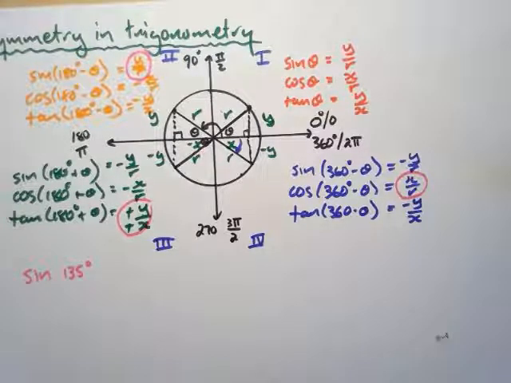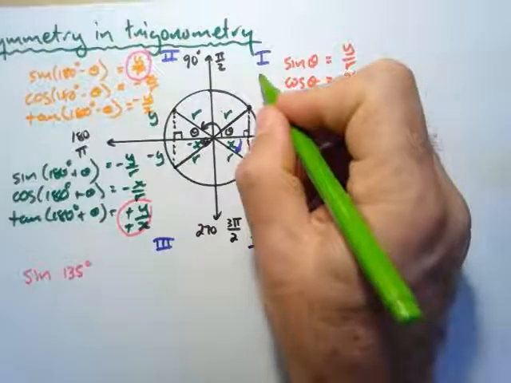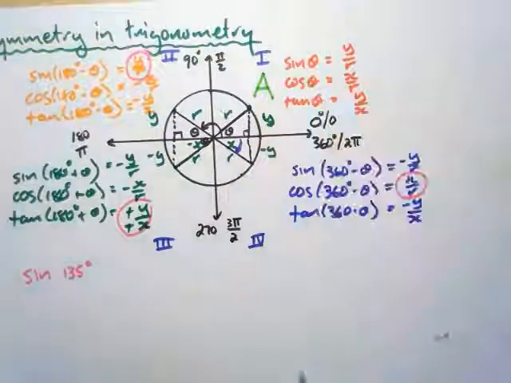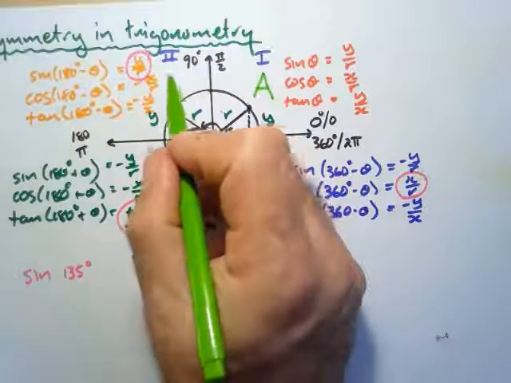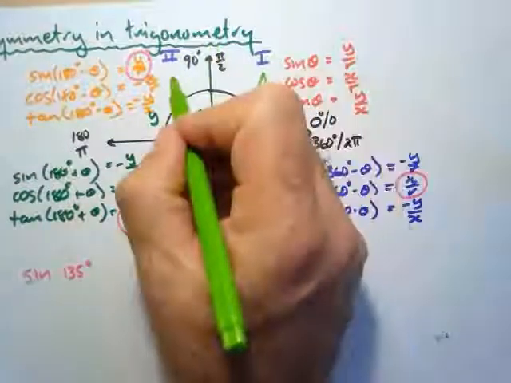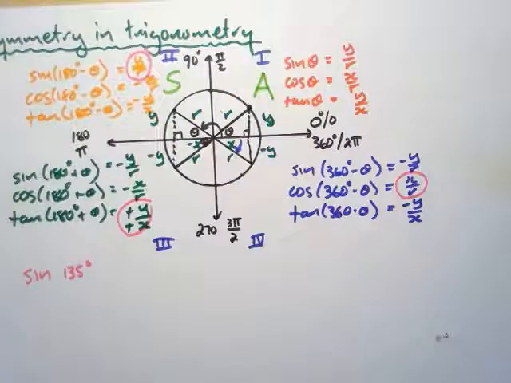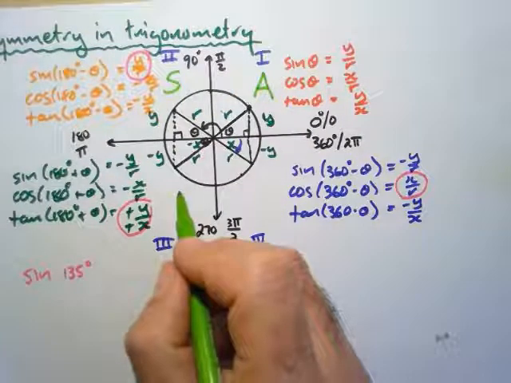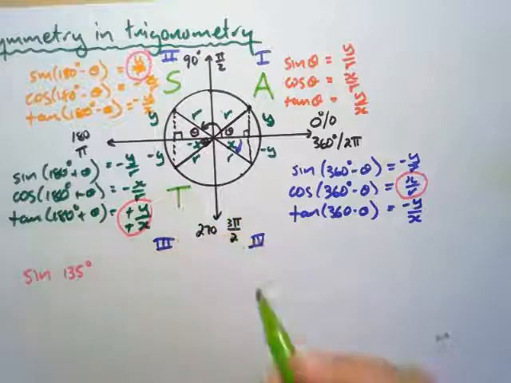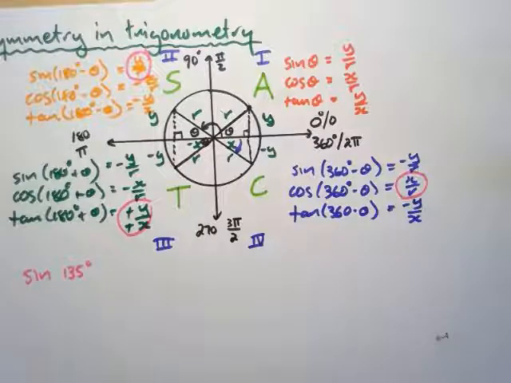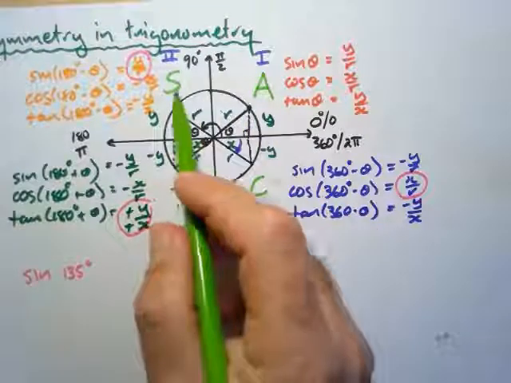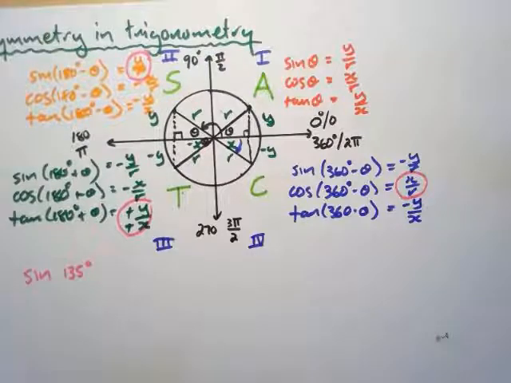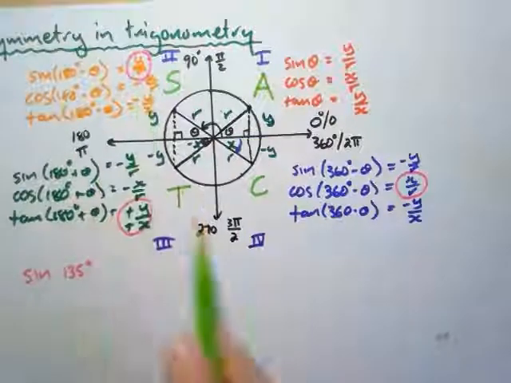With that in mind, we can now have another new diagram. What we're going to refer to is the CAST diagram. So what we say is everything is positive in my first quadrant. Everything except sine is positive there. Everything except tan is positive there. And everything except cos is positive there. Or the other way around: only cos is positive, everything is positive, sine is positive, tan is positive. So we call it the CAST diagram.